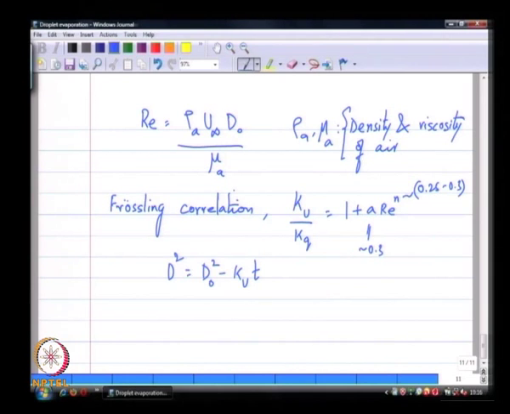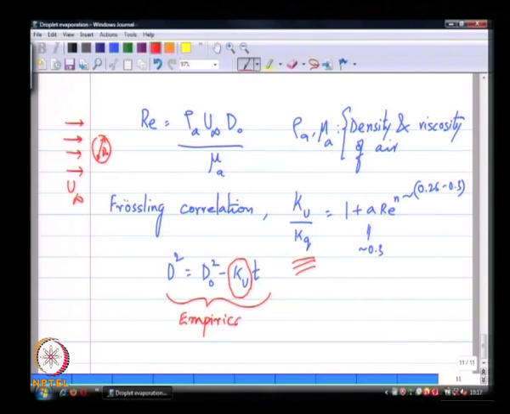So, if I take a drop and a flow past the drop at u infinity, the drop itself is of some diameter D0, I can define a Reynolds number given by that quantity. And the rate of evaporation of this drop in this co-flowing airstream is also expected to follow a D squared law with a modified rate constant K_U, and K_U is given by this relationship. Now, this has no theoretical basis, it is essentially an empirical finding.